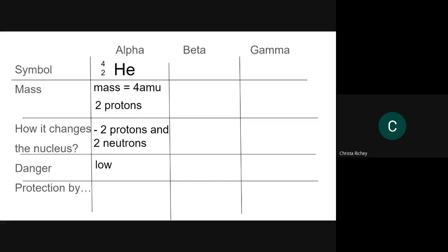And then what will stop this one? No, well, that will too, but you don't need something that strong. This one you can literally stop with a sheet of paper.